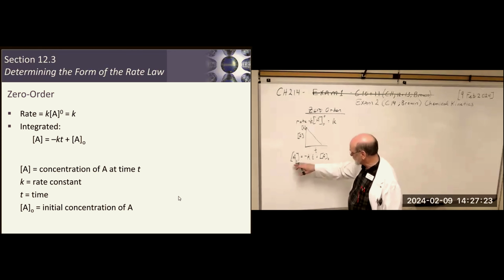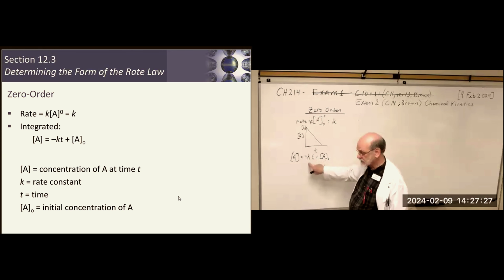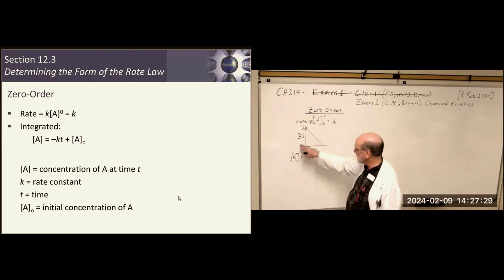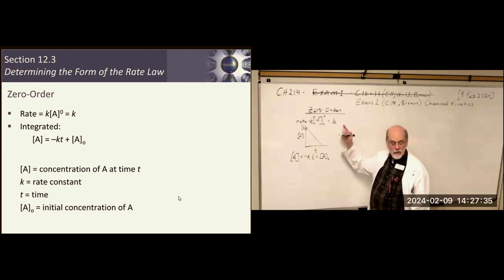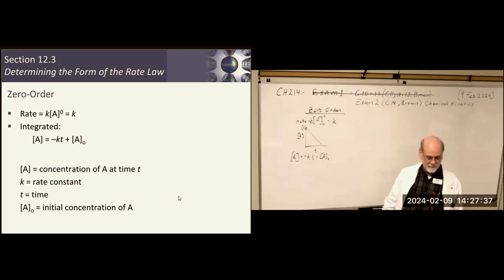Notice the way this is plotted. If you plot, this is X, this is Y. If you plot the concentration as is against time, you get the straight line, if it's zero order. Okay?